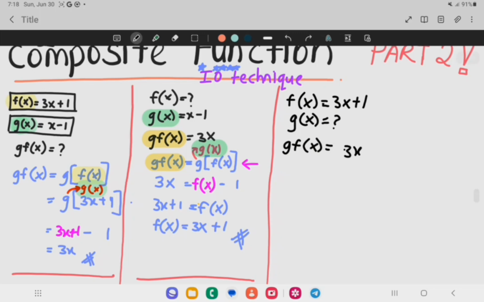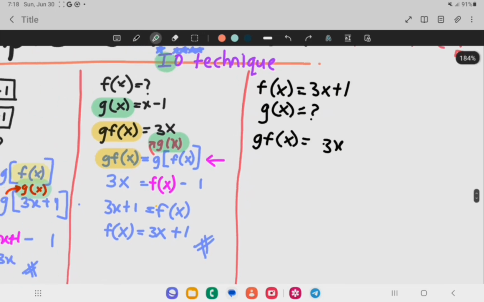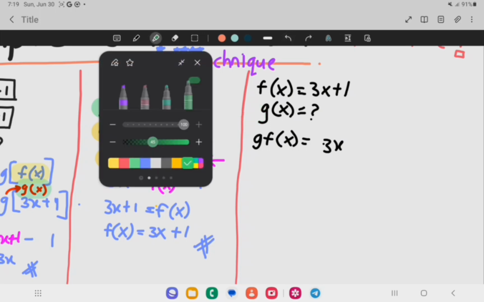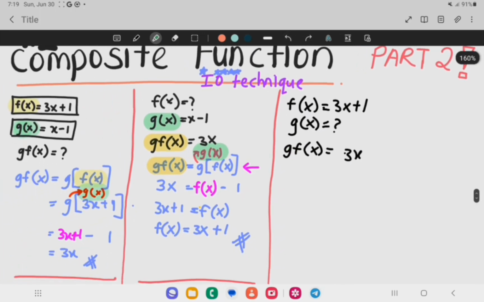So the very first step is to identify whether it's inside or outside, because we are using the inside outside technique. The first thing first, you have to identify whether the function that you are required to find, which is g x, is located inside or outside. As you can see here, it is located outside, because f x is located inside, right? So g x is located outside. So this question involves outside.